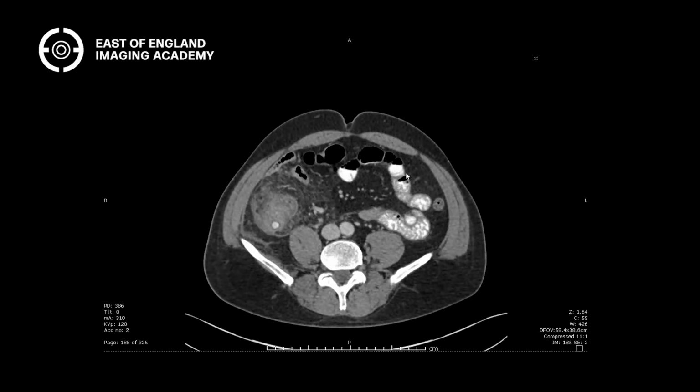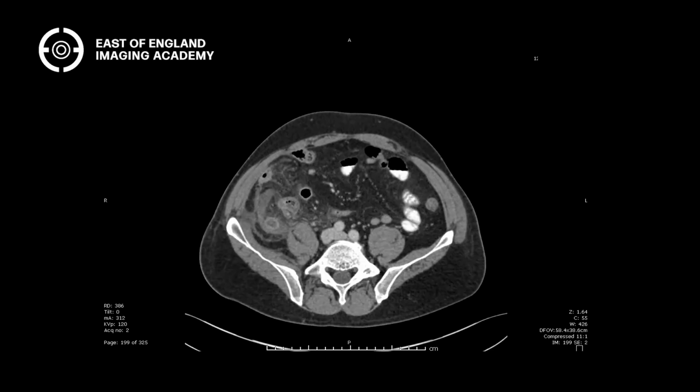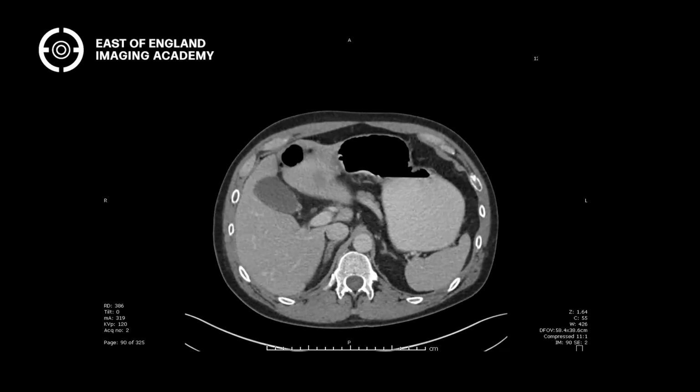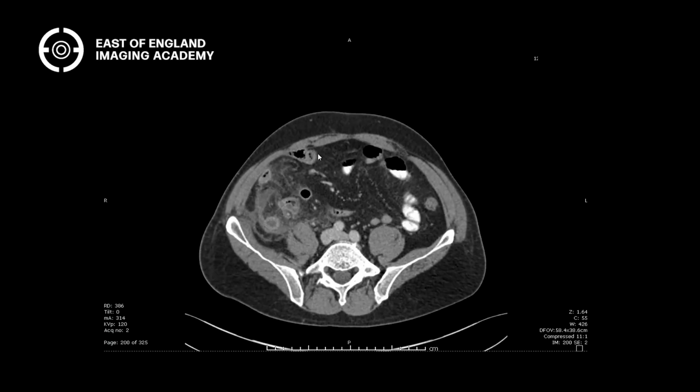Can everyone see clean fat, dirty fat? Yeah. This is fat stranding, right? So it's the right side. Is it sort of right upper quadrant, right flank, or right iliac fossa? Right iliac fossa. So then you've got to think, okay, causes of fat stranding in right iliac fossa.